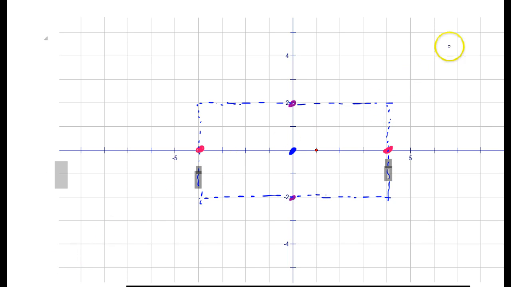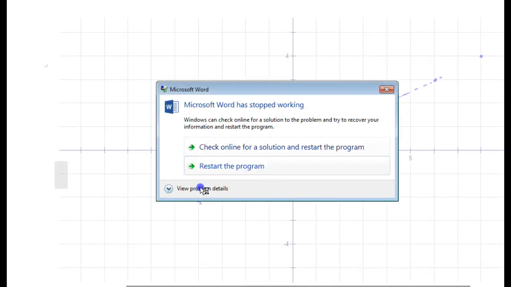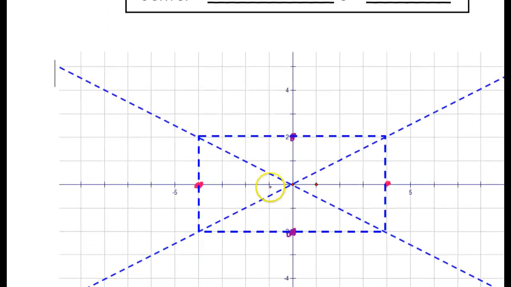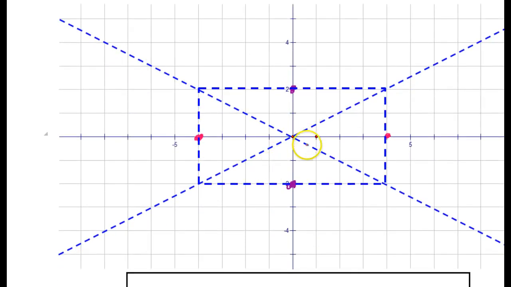The asymptotes pass through the diagonals of this rectangle. So one asymptote will go like this. Draw the asymptotes as dotted lines because they are just guidelines. Oh no! I just had to redo that whole thing, so I just went ahead and drew it with objects to make it go a little faster. So these dotted lines are the asymptotes that I was drawing a minute ago.